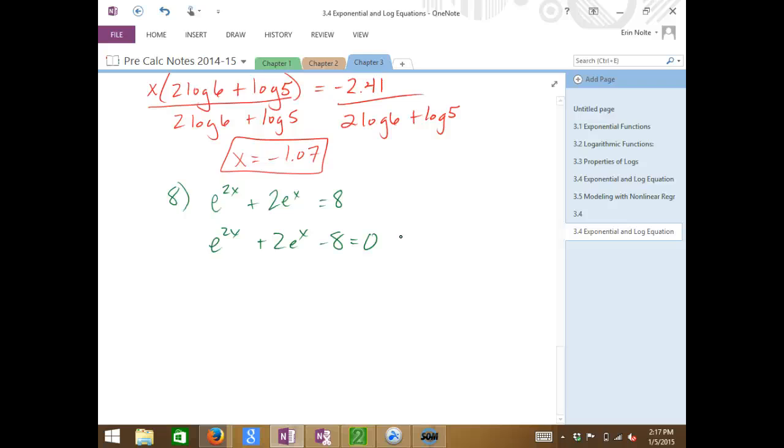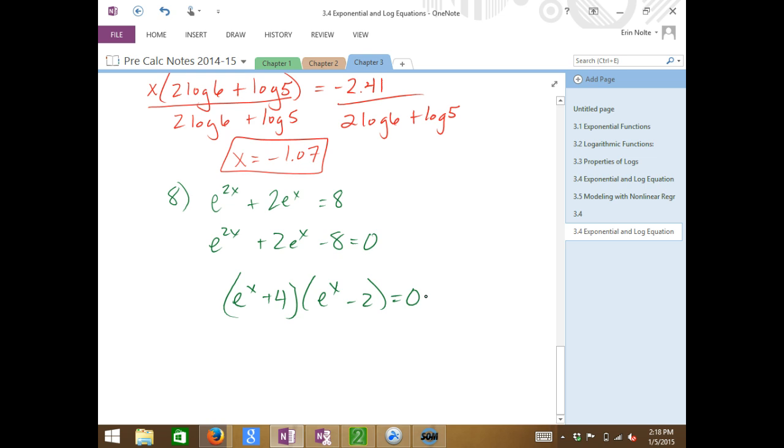So easy method says what 2 numbers multiply to negative 8, add to positive 2. Positive 4 and negative 2. So it's going to be e to the x plus 4 and e to the x minus 2.